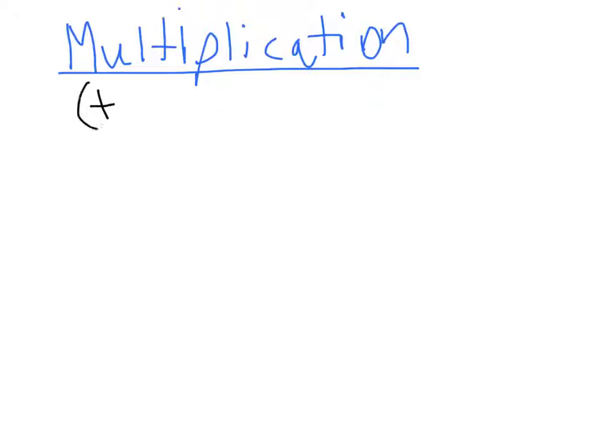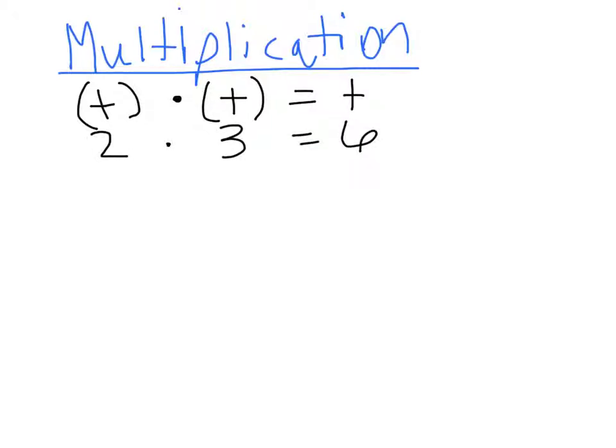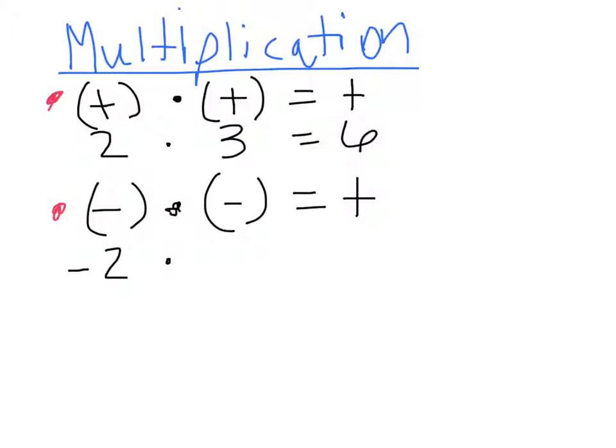So if we have a positive times a positive, it will equal a positive. That's no different than saying 2 times 3 equals 6. So that's our first scenario. The second scenario would be if we have a negative times a negative. A negative times a negative is also going to be a positive. For example, -2 times -3 will equal +6. Good note taking, guys. Thank you.